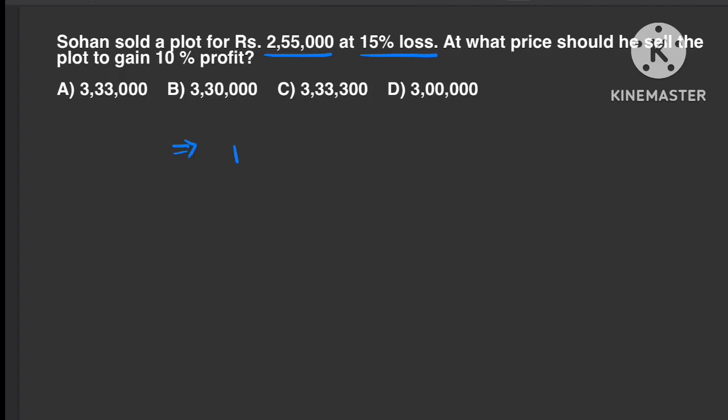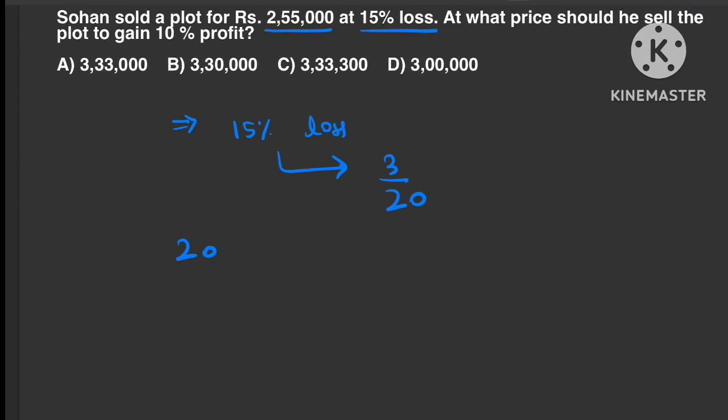First we will convert the percentage given here. First is 15% loss. So what does it mean? 15% means 3 by 20. If we consider 20 as the cost price, so it is given that loss is happening here. So 20 minus 3, it will be 17. And selling price is given, it is 2,55,000. So if you cancel it by 17, you will get 15,000, right?